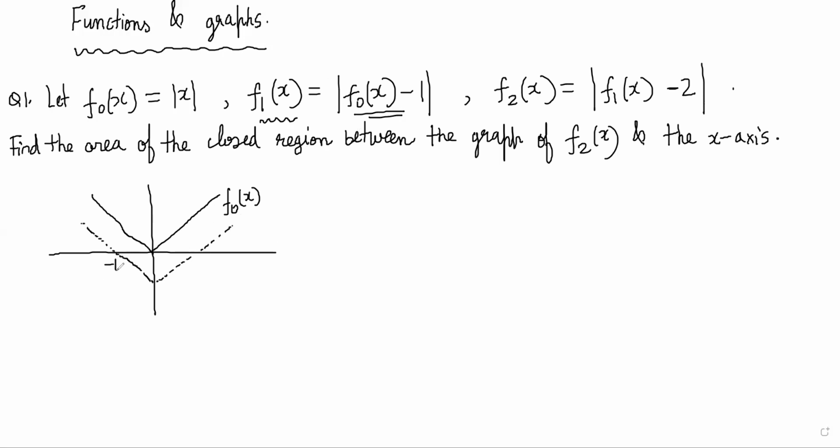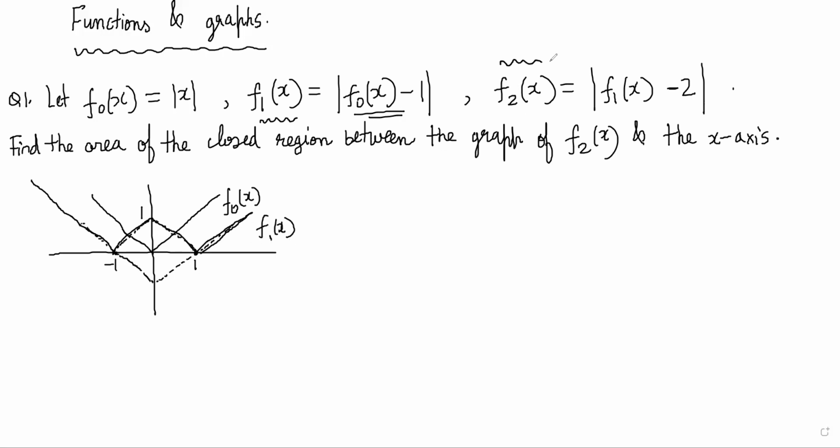If there is a modulus, what we have to do here is take all the negative parts of the graph and reflect it above the x-axis. About the x-axis, we are reflecting it. So this is the graph of f1(x). The dotted part is getting reflected, and this is 1. So this becomes your f1(x).